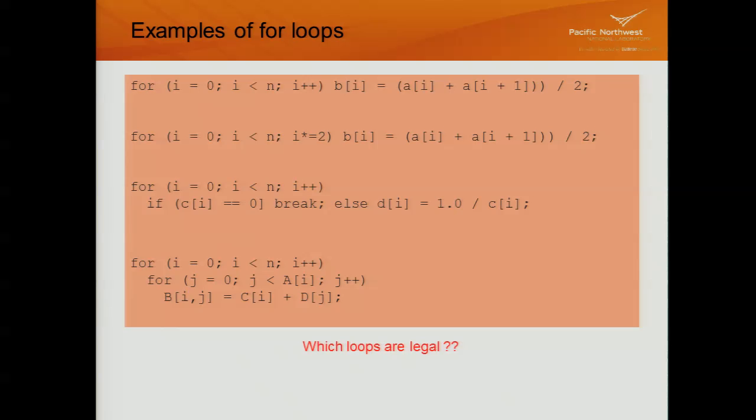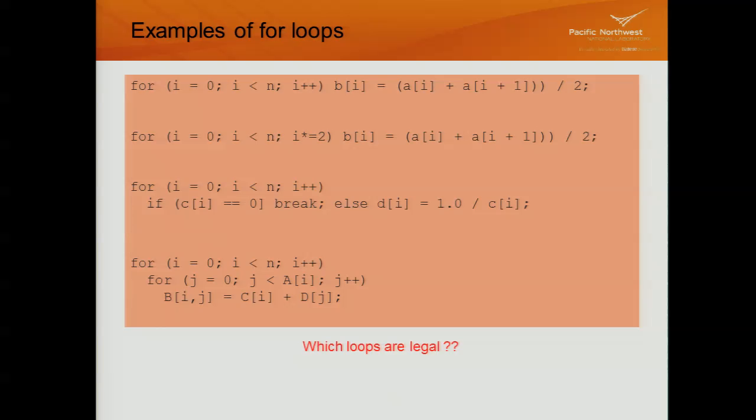And in this one here, we have a nested loop, i is equal to 0 to n, j goes from 0 to a of i, and then I assign b of i j equal to c of i plus b of i. Okay, so question. Which of these loops can be parallel, which of these loops are legal to be parallelized? How about number 1? How many people think that one's okay? Okay, how about number 2?